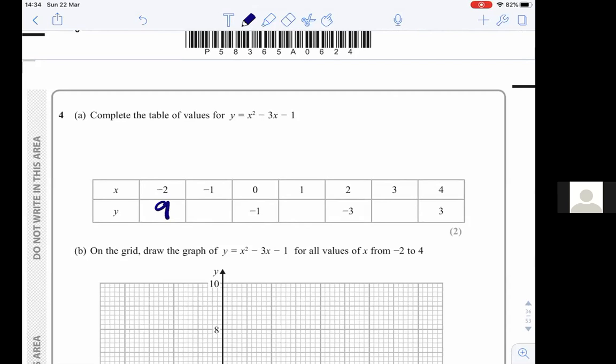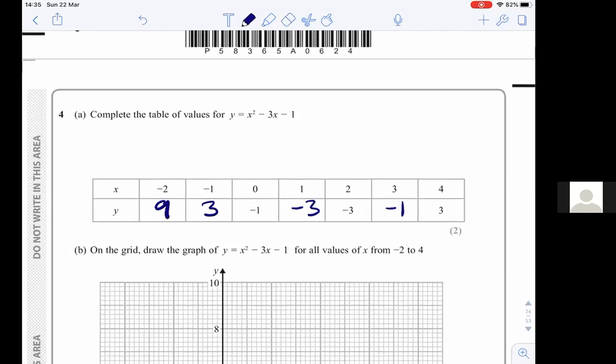And then I've got 3, -1 at 0, which checks out with this, which is good. At 1, I get -3. I've got -3 again at 2, which checks out, so I'm gaining confidence in this. Then -1 and 3 again.